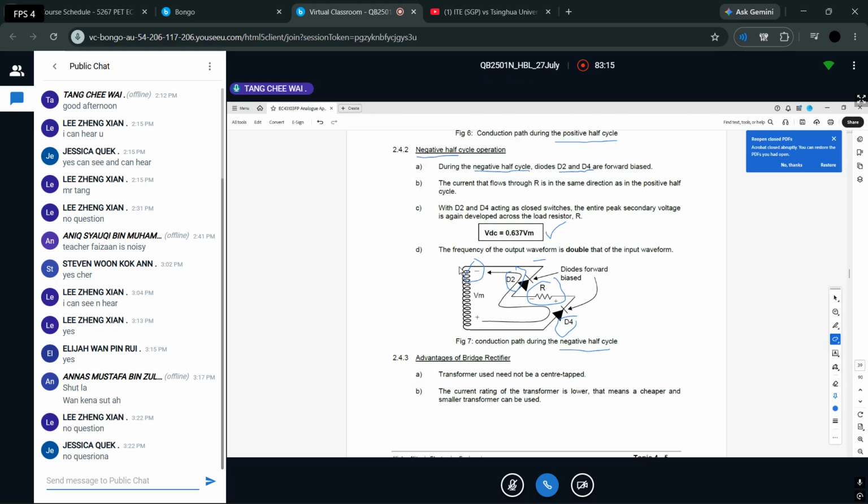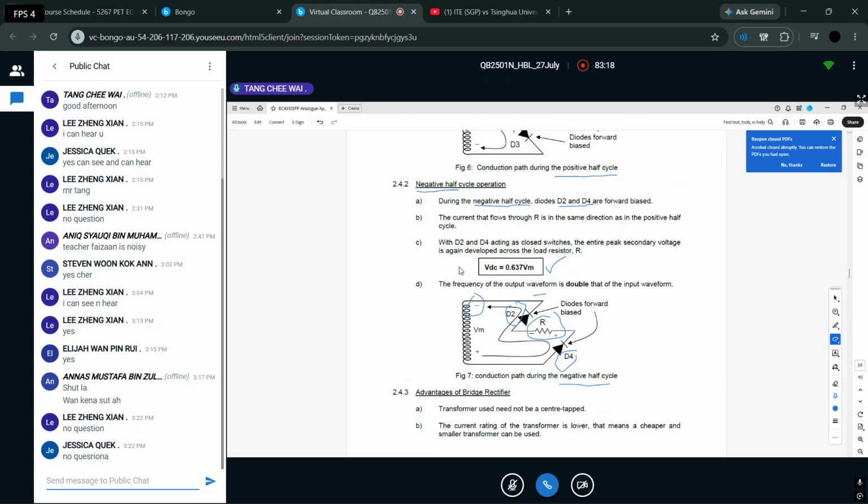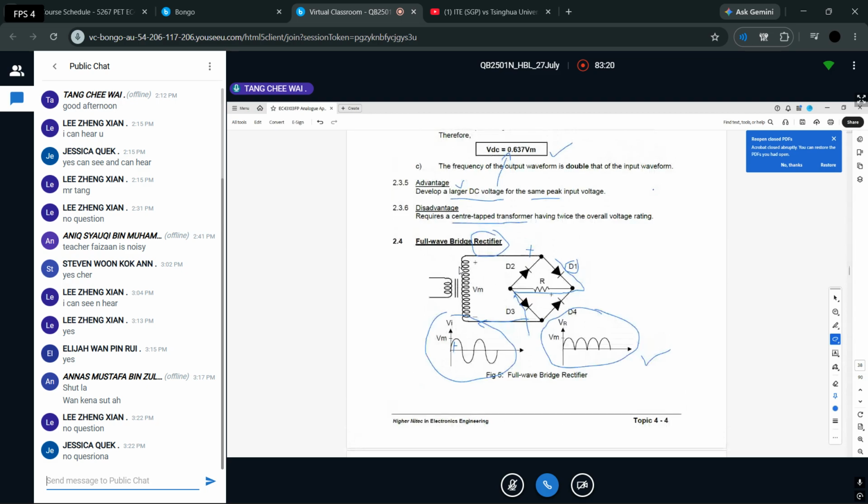I'll come back to the original circuit. This is your full wave rectifier circuit. Very quick one. During positive cycle of the AC, D1 and D3 will conduct. Then it will flow. This is for the positive cycle here. Then when the polarity reverses, the negative cycle comes in, then D2 and D4 will conduct. Then you'll get another positive cycle here.